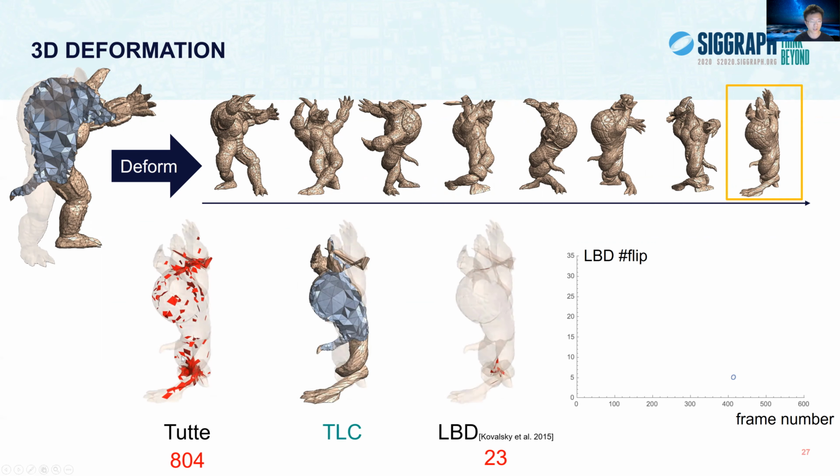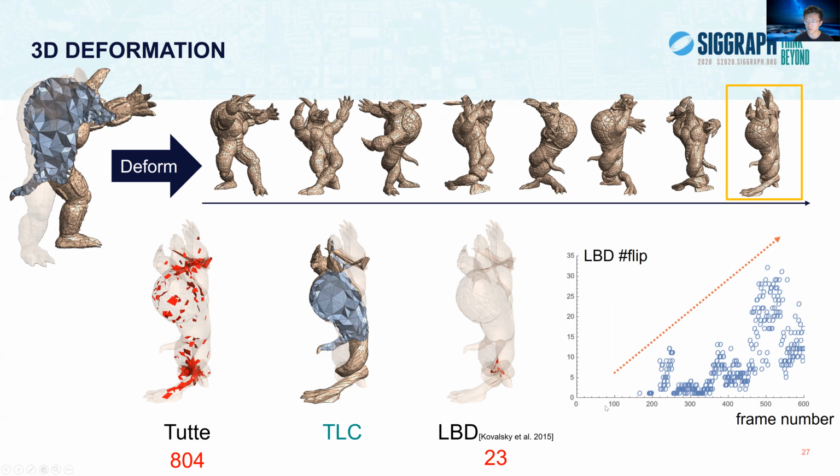Here, taut embedding creates even more flipped elements. We still succeed, but the LBD method also gives you more flipped elements. And the point is here. For each frame, if there are some flipped elements in the LBD result, we plot a point and get this graph. It shows as the frame number gets larger and larger, the target mesh gets more and more twisty. The LBD method will tend to produce more and more flipped elements.